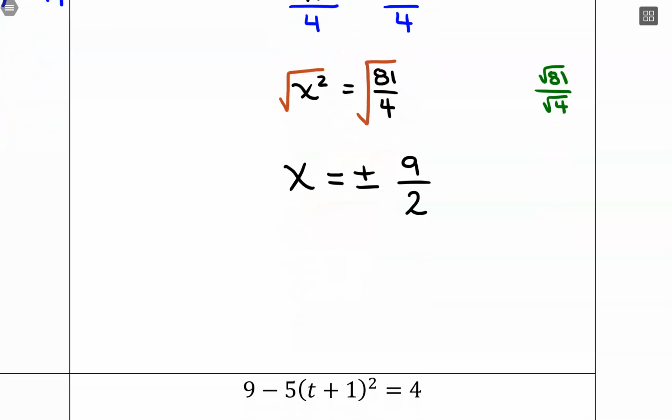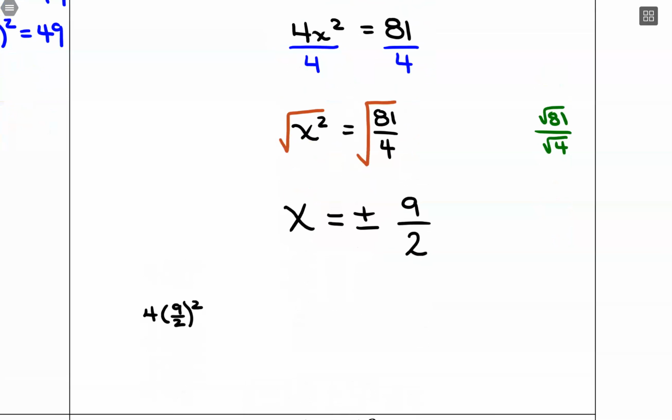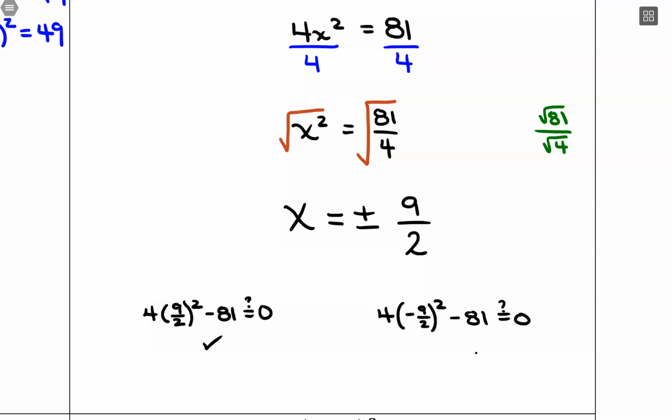And then you could check your answer. We could look at 4 times 9/2 squared minus 81. And does that equal 0? And if we plug that into a calculator, that should all work out. And then same thing for negative 9/2: 4, and then we have to use those parentheses so that we capture that negative under the square. Minus 81, and does that equal 0? And it sure does.